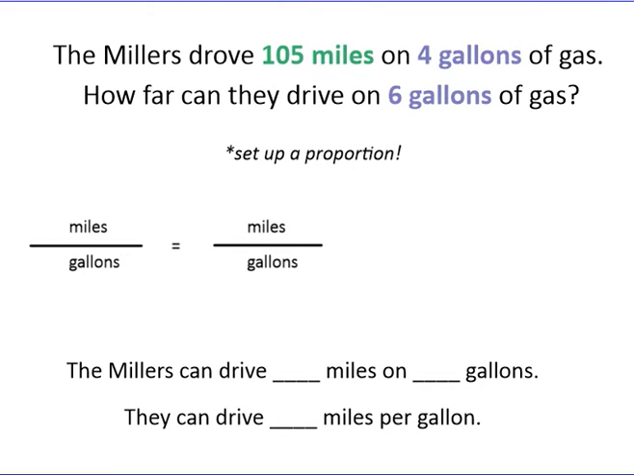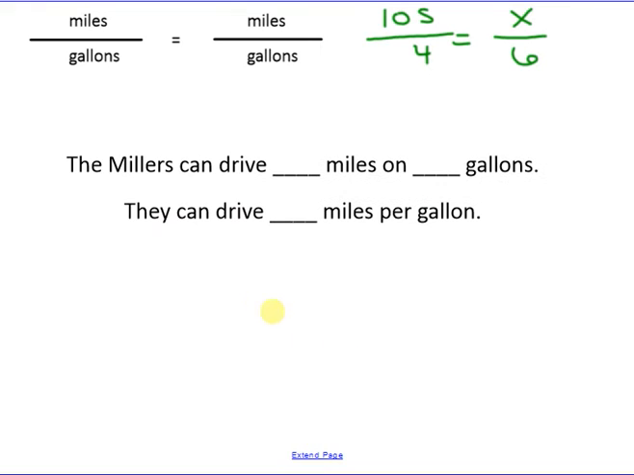All right, next problem. The Millers drove 105 miles on 4 gallons of gas. How far can they drive on 6 gallons of gas? So again, we're just going to set up a proportion, just take the numbers in the order that they are. So we have 105 miles on 4 gallons of gas equals how far can they drive on 6 gallons of gas? Well, we had gallons on the bottom last time, so I need gallons on the bottom this time, which means I have x on the top. So I'm going to scoot down here to solve the proportion.